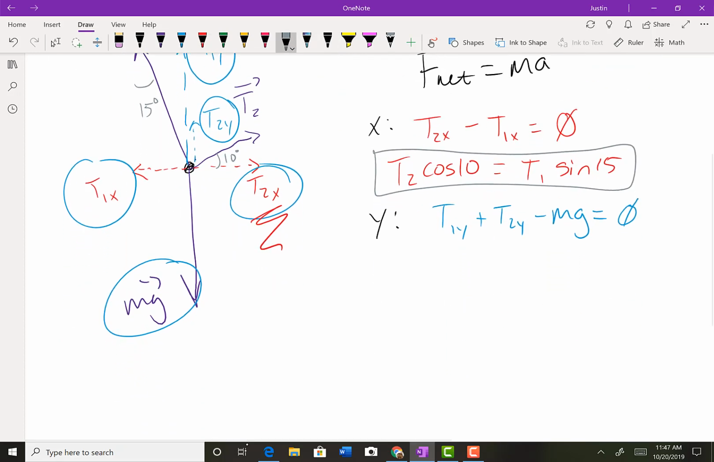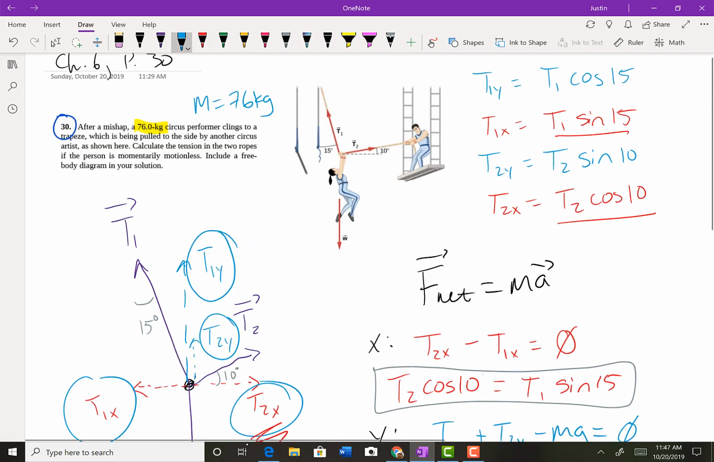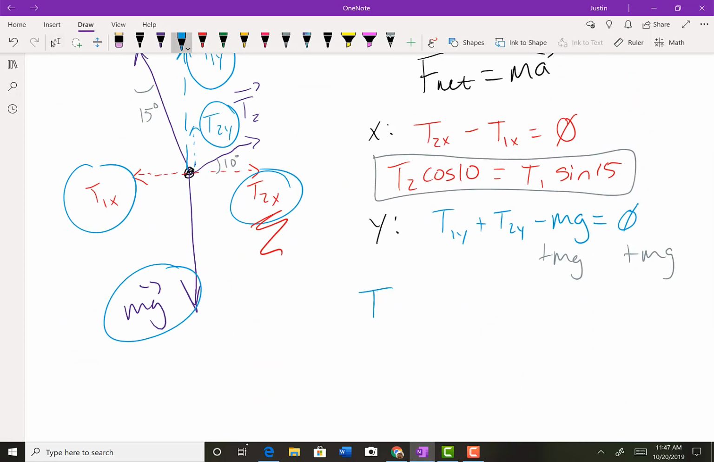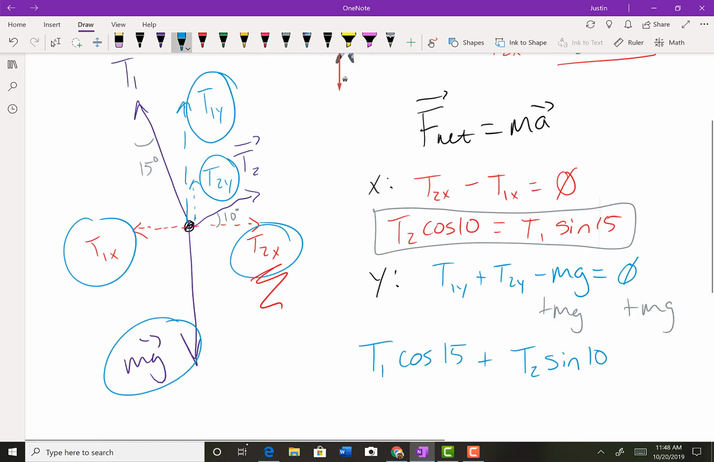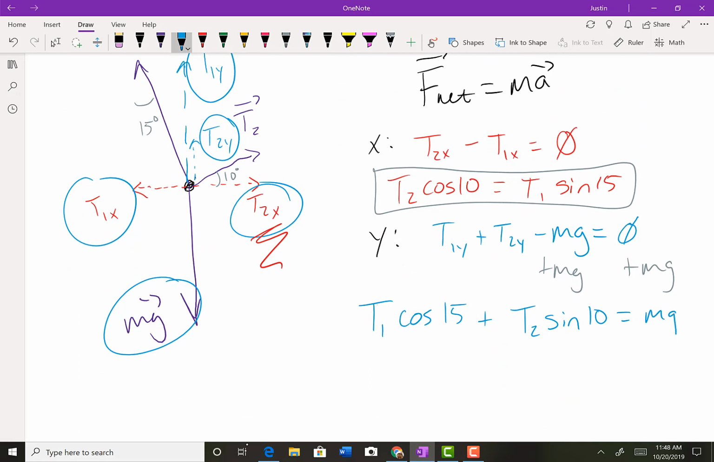All right. So for the y parts, I'm going to add mg to both sides, and in the same step, I'm going to plug in T1y and T2y. That's going to give me T1y is cosine of 15, so T1 cosine of 15 plus T2y is T2 sine of 10, and that equals mg. And there is my second relationship. So, okay, I know everything.